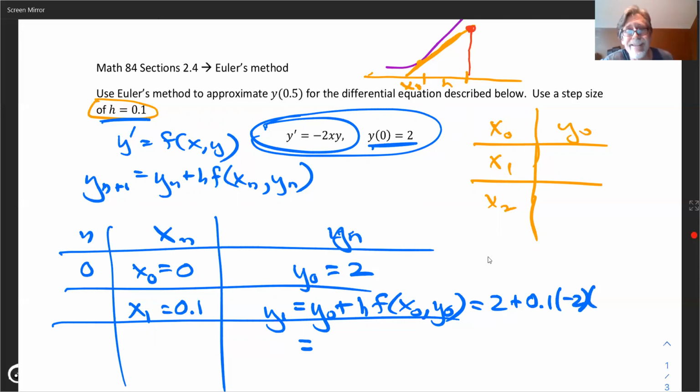Now, which x is it? The previous point. It's the slope. Notice the picture. It's the slope at the previous point. Well, the previous point was (0, 2). So this says it's the product of minus 2 and the two numbers. So you get a 0 and you get a 2. And all told, what you get is that y1 is equal to 2.